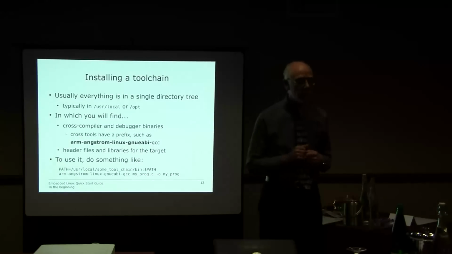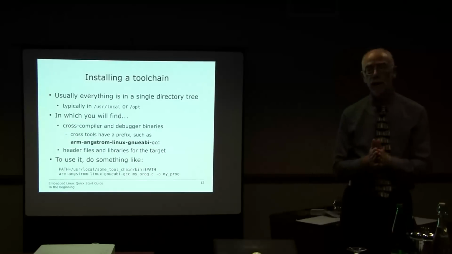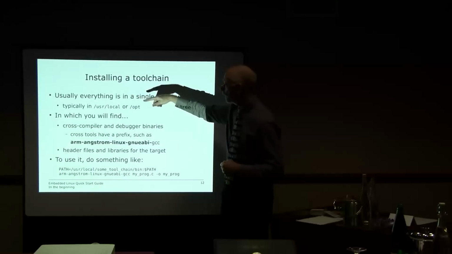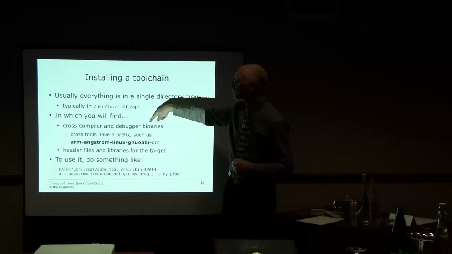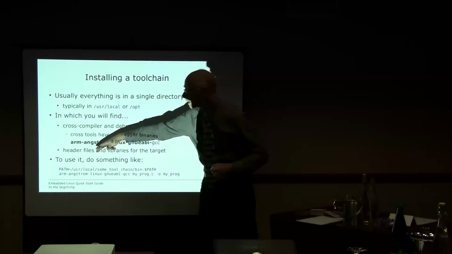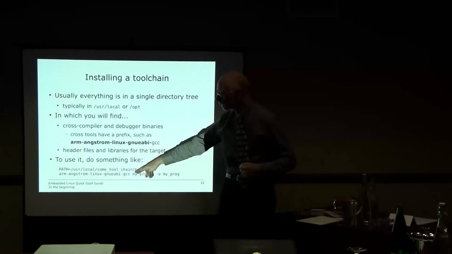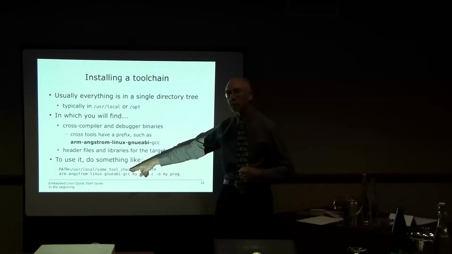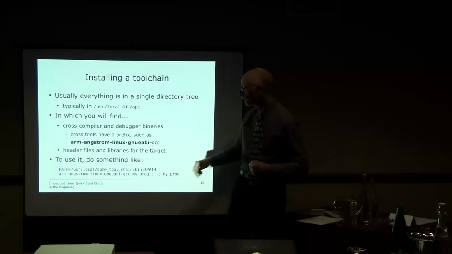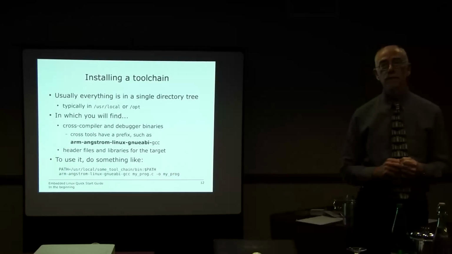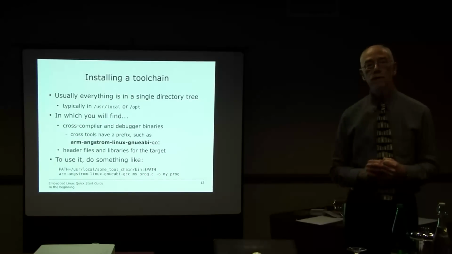And so to make use of it, in the simplest case, all you've got to do is add the binary directory where these binaries exist to your path, something like that. And then you can just use the cross compiler to cross compile, for example, myprog.c. So in essence, it's as simple as that.